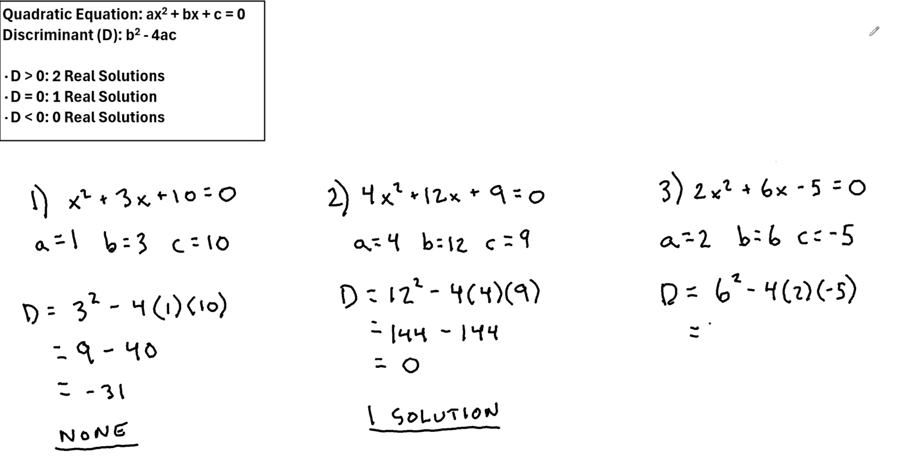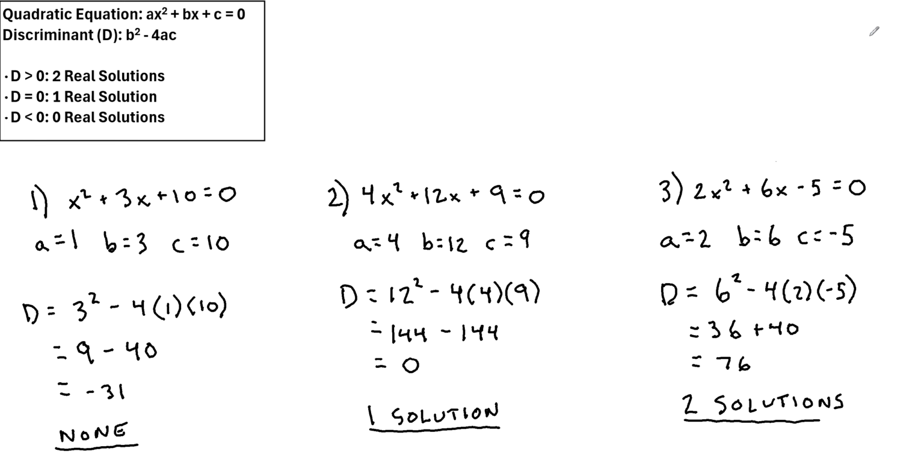So our discriminant is equal to 6 squared, 6 times 6, that's 36, minus 4 times 2 is 8. 8 times negative 5 is negative 40. So minus negative 40, that's the same as plus 40. So our discriminant is 36 plus 40, that's 76. So let's look at our rules of thumb. When the discriminant is greater than 0, there are 2 real solutions. So obviously 76 is greater than 0, so in this case there will be 2 real solutions to this quadratic equation.